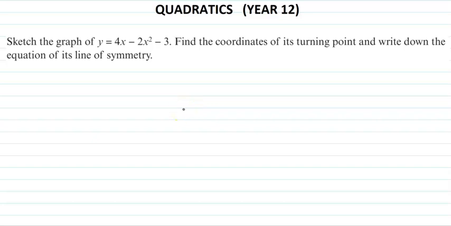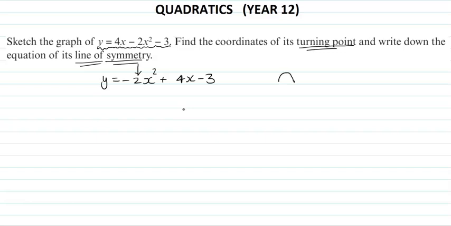So in this question, it is written, sketch the graph of y equal to 4x minus 2x square minus 3, and find the coordinates of its turning point and write down the equation of line of symmetry. So first of all, if you rearrange them, it should be minus 2x square plus 4x minus 3. Now with x square, there is a negative sign. It means it will be a reverse of U-shaped graph, right?